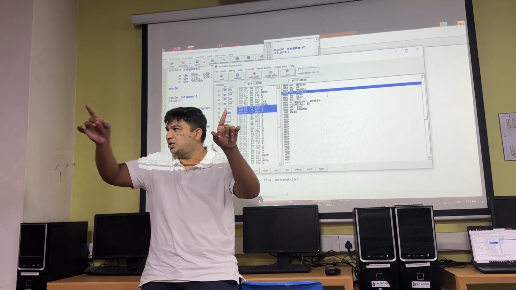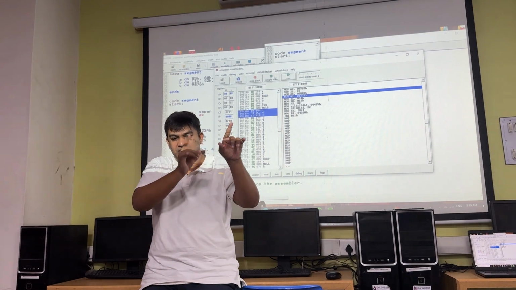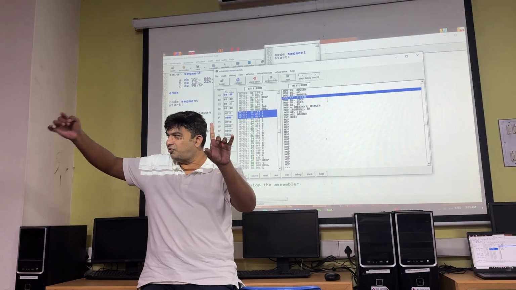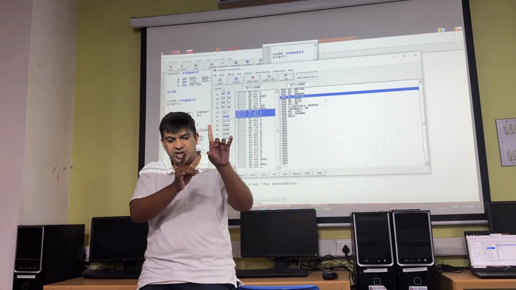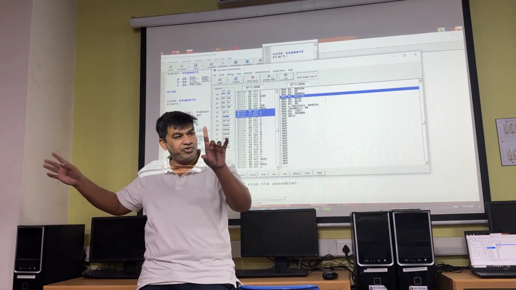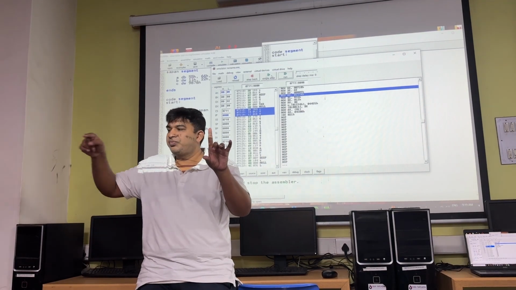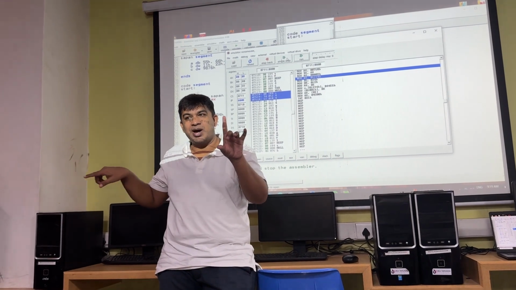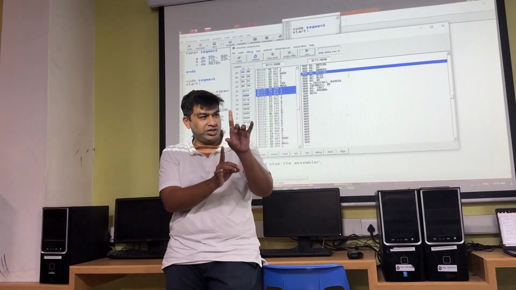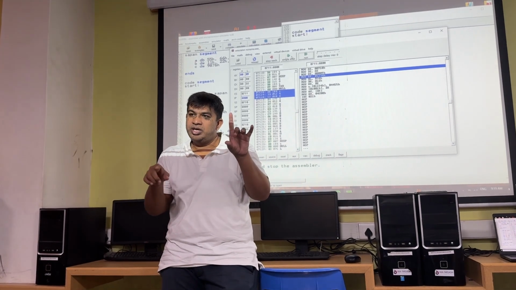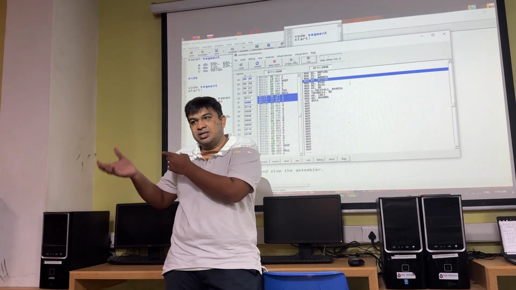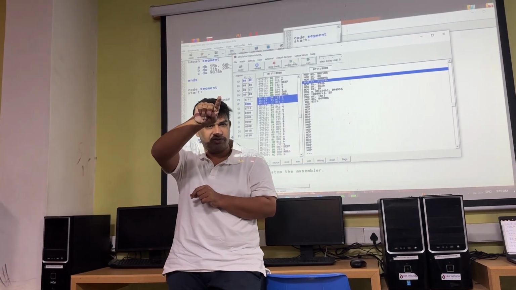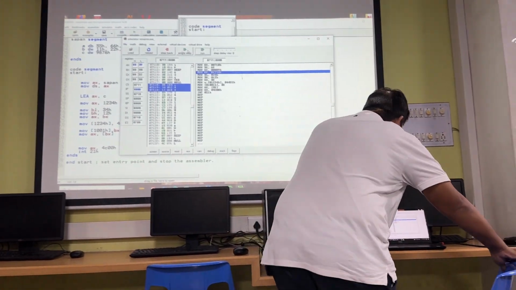Array A 11 22 33 44 55. Array B 10 20 30 40 50. Okay, what I need to do? LEA SI comma A. So it will point on 0, 0, 0, 0. LEA DI comma B. So B will be pointing on 10. Understand? Move AH comma square bracket SI. So value at the address of SI will get copied into AH. So what will come in AH? 11.